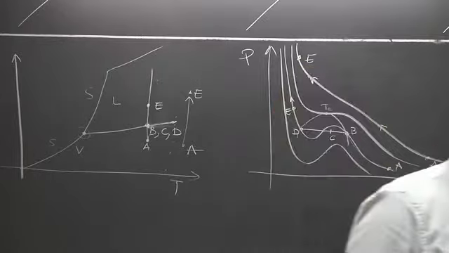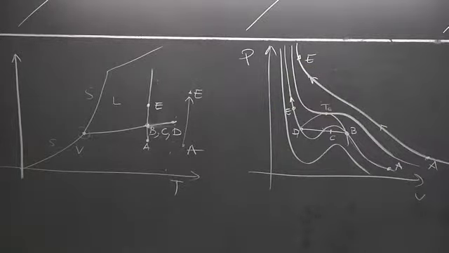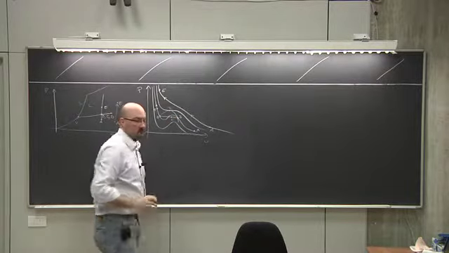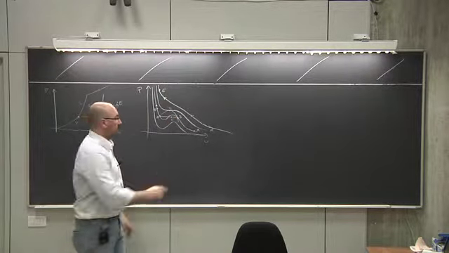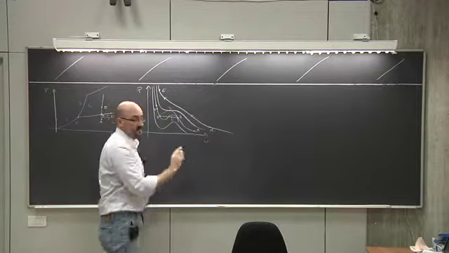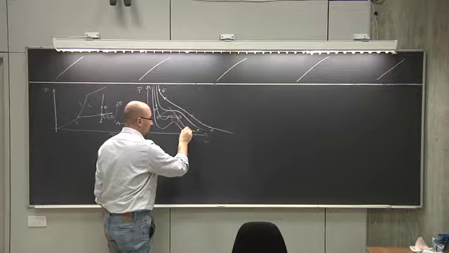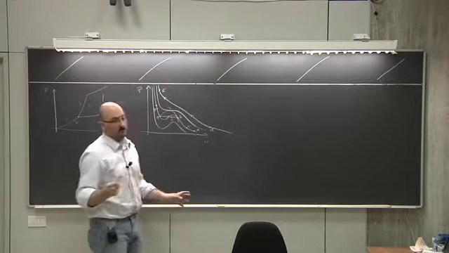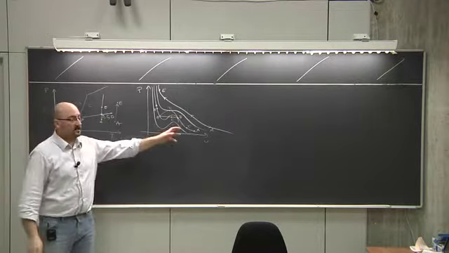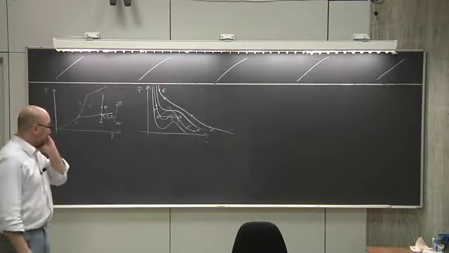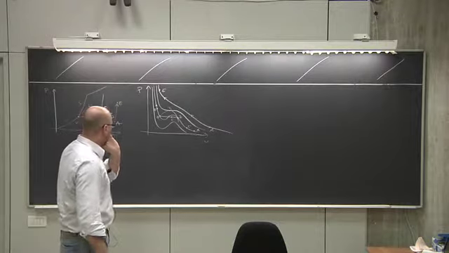All the points on this curve have the same temperature. This point A and point E have the same temperature. Point A and point B have the same temperature. Put another point here, call it F, it has the same temperature. These are isothermal curves. It means that every point on the curve has the same temperature. Okay.